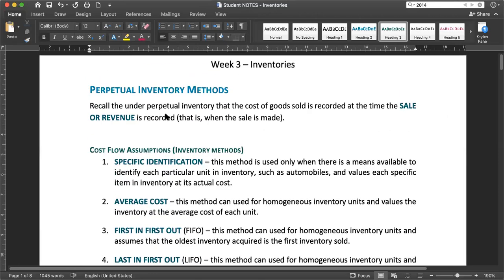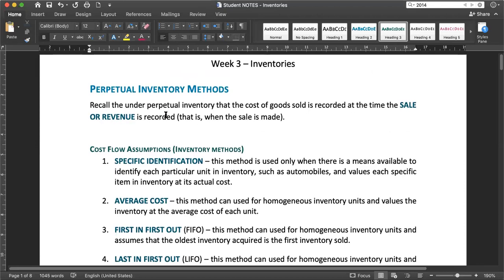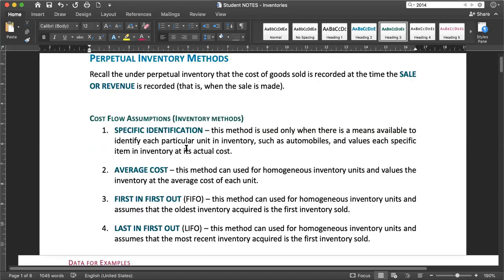But the question always is, well, how much should go to cost of goods sold? And when goods are acquired over time at different prices, that becomes a valid question. How do we allocate the cost of a good to the cost of goods sold? All right, so there are different ways that we can do it. There are what we call cost flow assumptions.